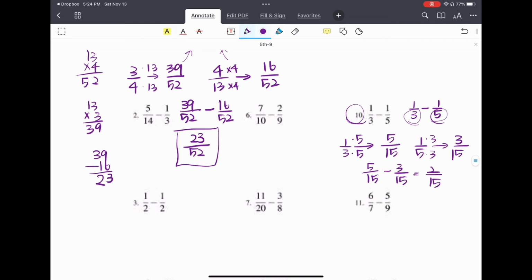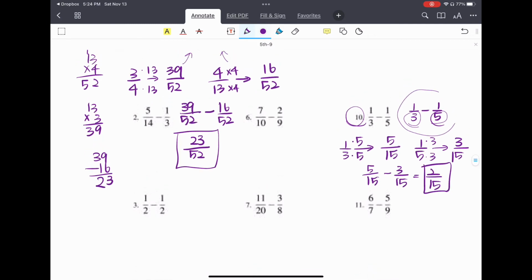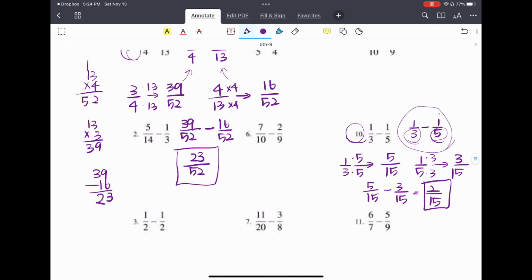So if you had just subtracted this without caring about the denominator, you would have gotten 1 minus 1, which is 0, over 3 minus 5, which is 2. So you cannot do that, obviously, because 3 minus 5. You cannot just subtract it straight across like that. You need to have a common denominator.